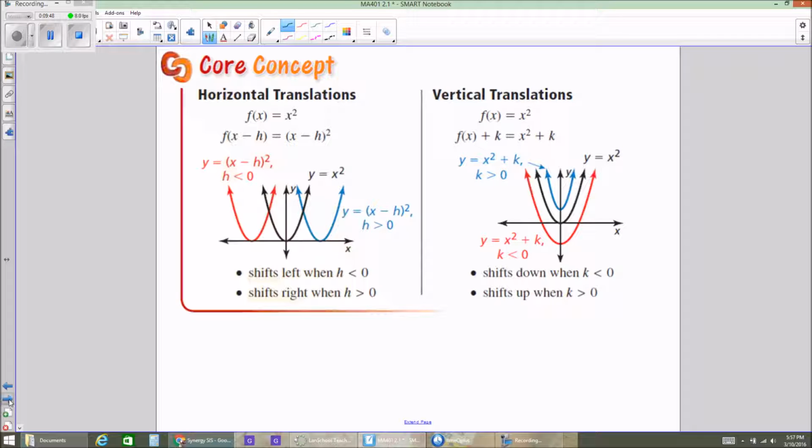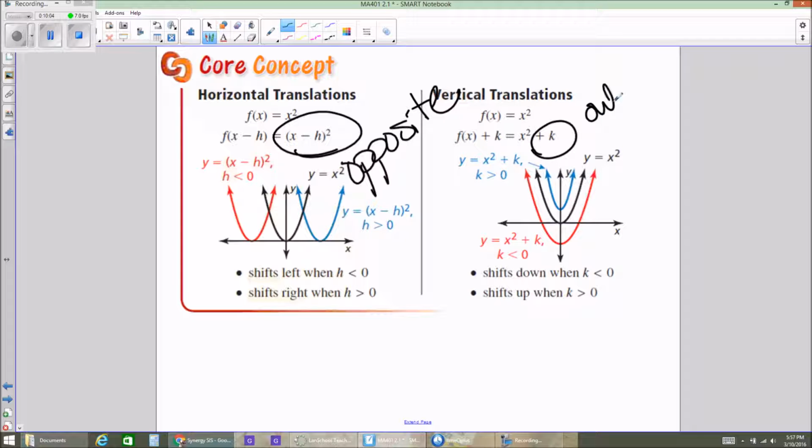Okay, this is on your cheat sheet in front of you. Basically just reminding you horizontal, so right and left, happens on the inside and it's the opposite. Maybe write that on your cheat sheet. Vertical happens on the outside and it is what you see. So here's inside. So maybe I would make some notes on your cheat sheet.